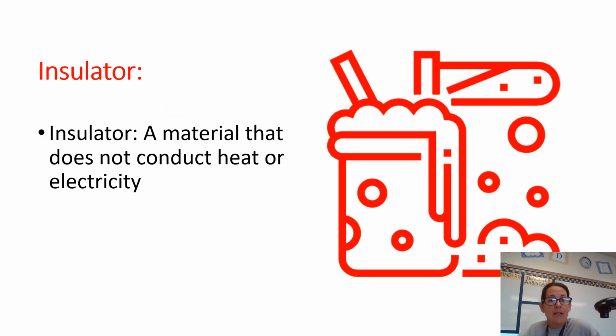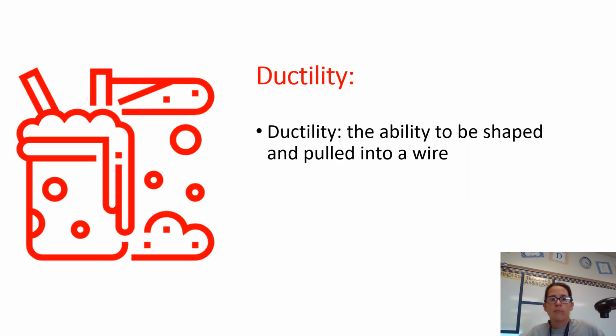Okay, here we have an insulator. This is the opposite of a conductor. An insulator is a material that does not conduct heat or electricity. So here's my wooden pencil. This one would be an insulator because it does not conduct heat or electricity.